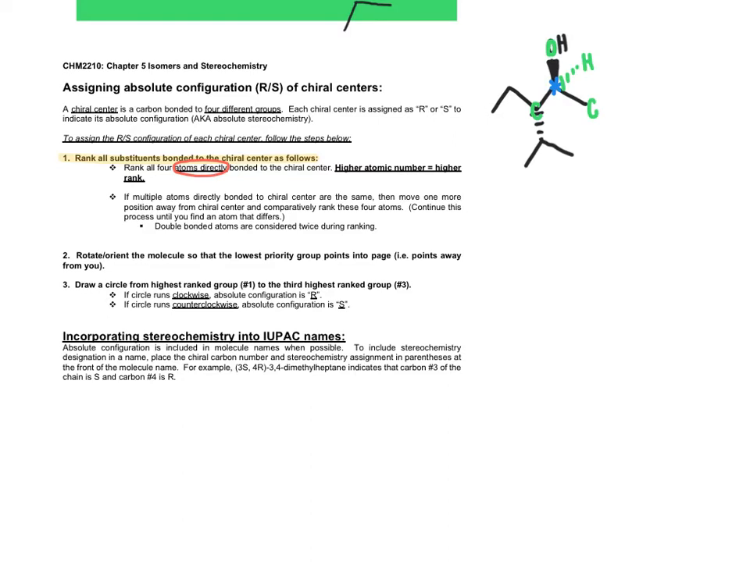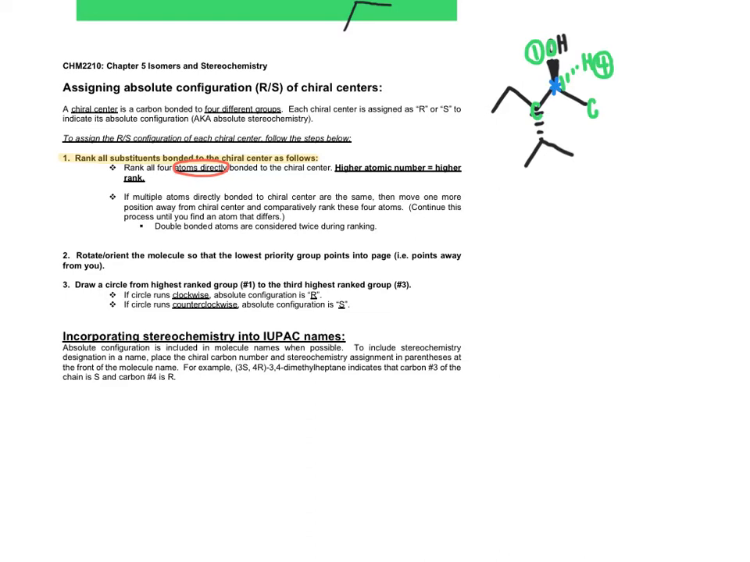So we look at the periodic table, and the atom that has the highest atomic number out of these is going to be your oxygen atom. So I'm going to put a number 1 there because we're ranking in order from highest atomic number to lowest atomic number. So number 1 is oxygen. Number 4, our lowest ranked group, is that poor hydrogen atom there. There's no group that's lower ranked than a hydrogen.